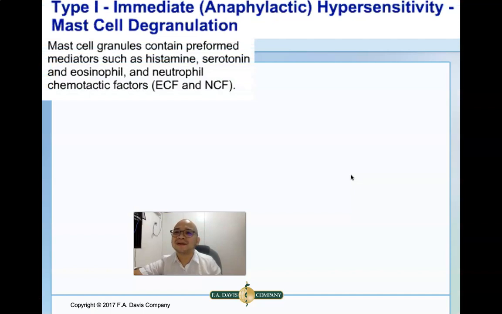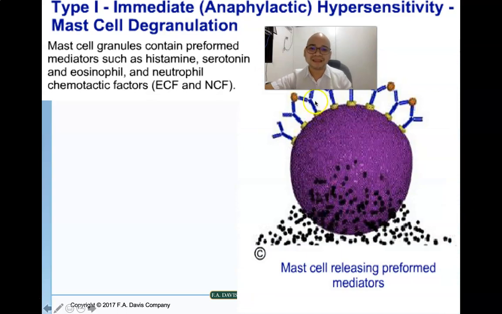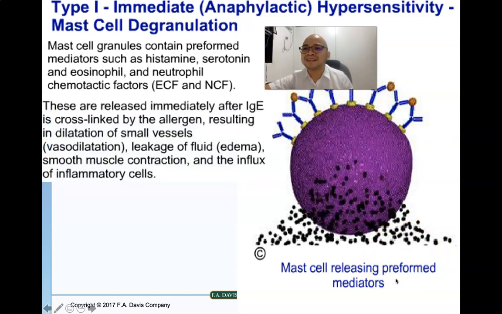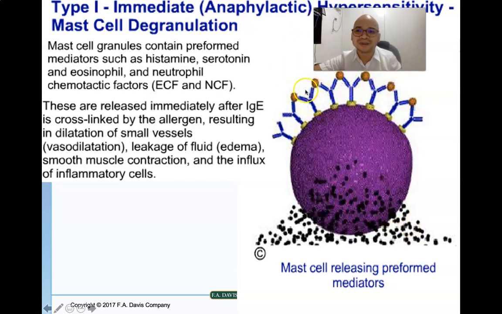Mast cell granules contain preformed mediators. What are examples of preformed mediators? These include histamine, serotonin, and eosinophil and neutrophil chemotactic factors. So there you have it. Mast cells produce preformed mediators, and these are released immediately after IgE has been cross-linked. As you can see here, the IgEs are cross-linked. So what will happen?